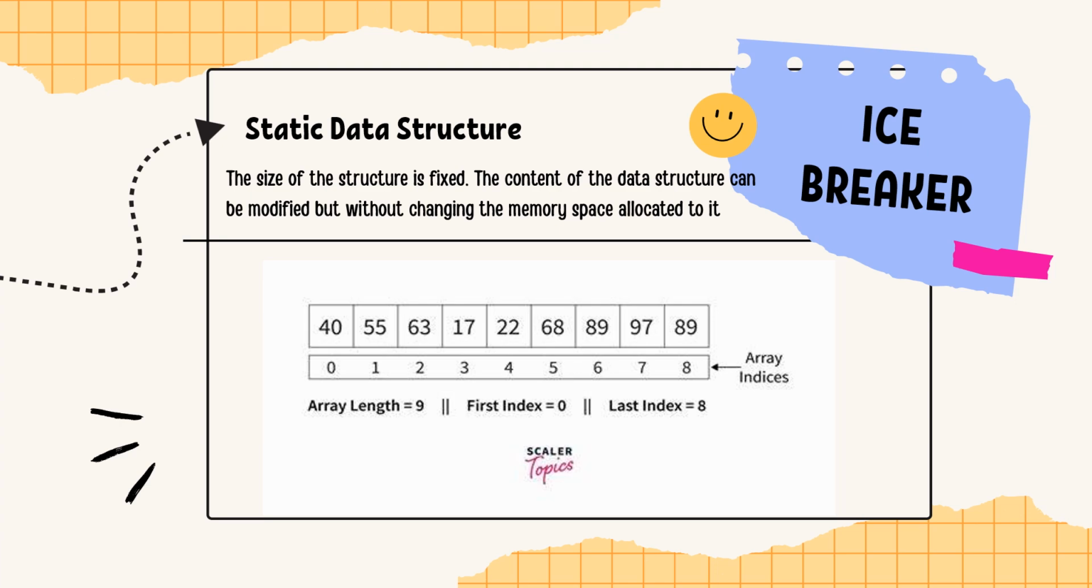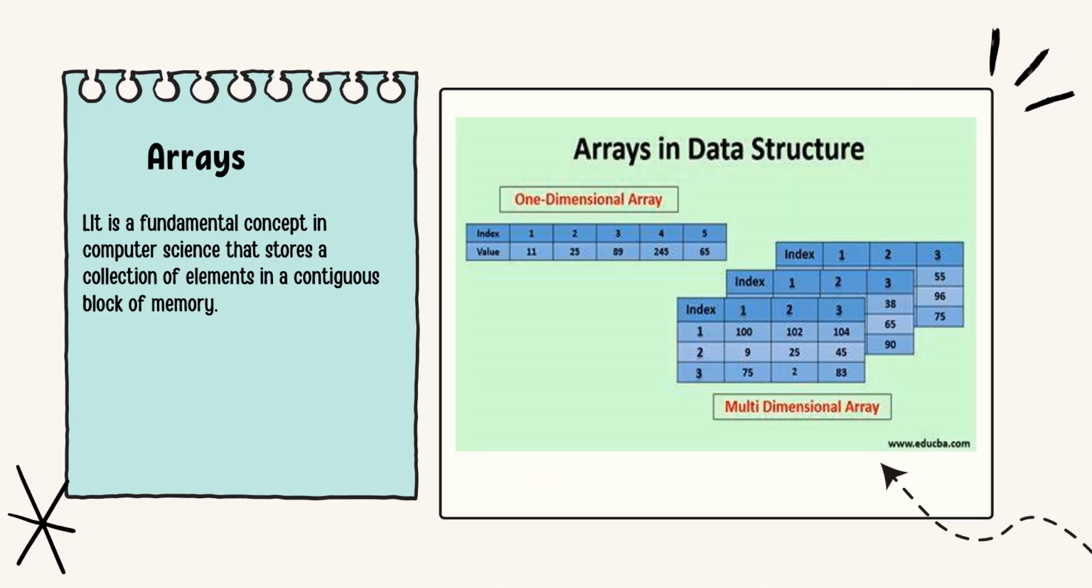You can get a simple idea from this example. I have added a simple example for static data structure. In the previous slide, we talked about arrays as examples of static data structure. Now we are going to learn about arrays.